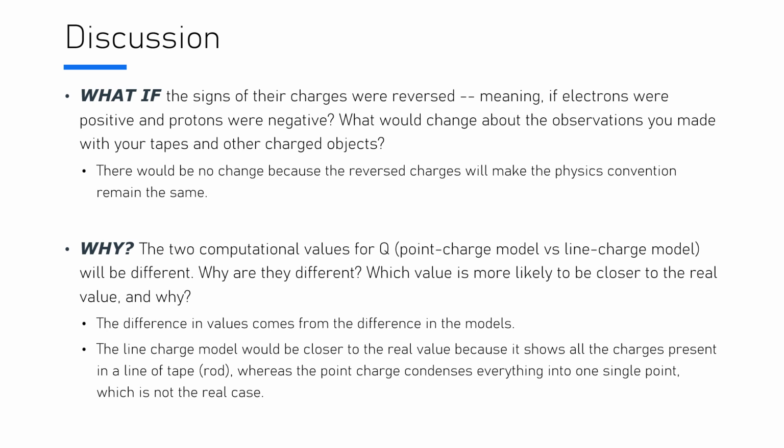And why are the values for Q different in each model? Simple. The models are already different on their own. And the line charge model is closer to the real value because it accounts for all the point charges in the line, which in this case is the tape.